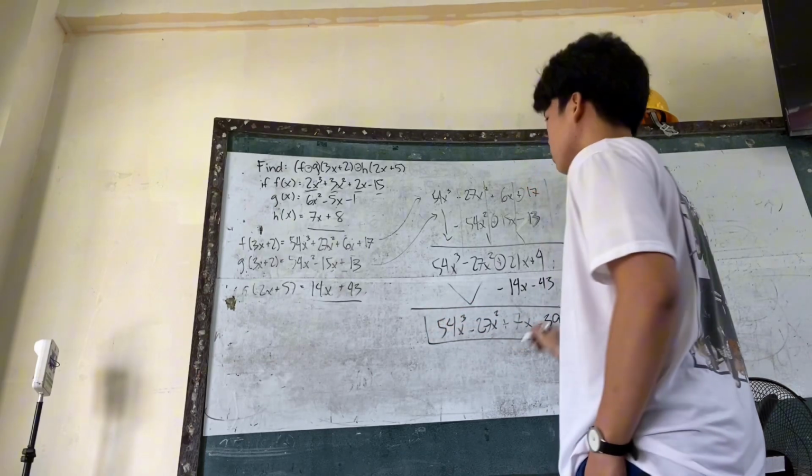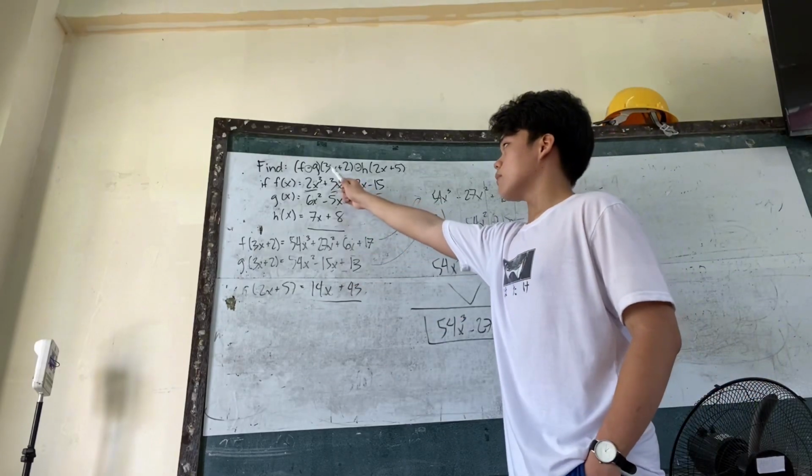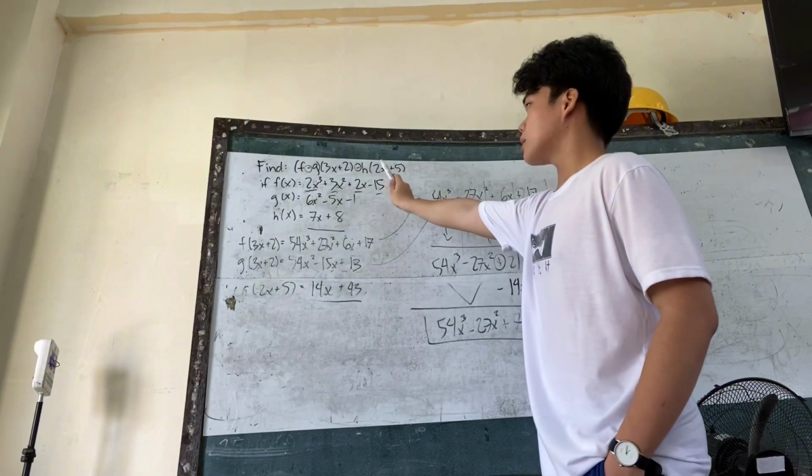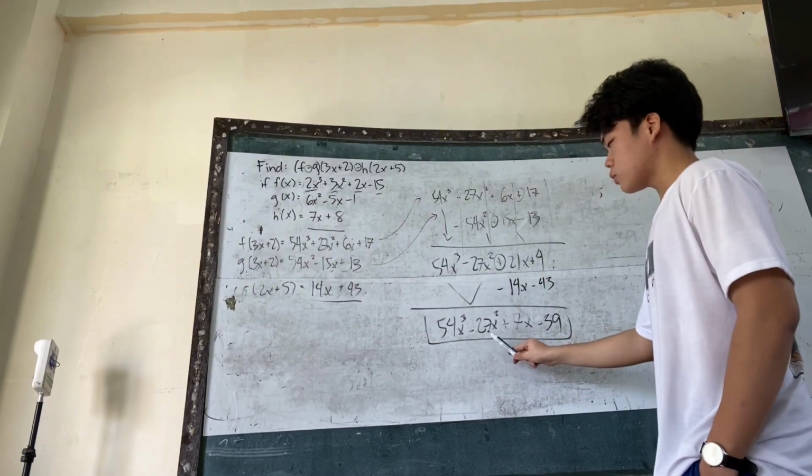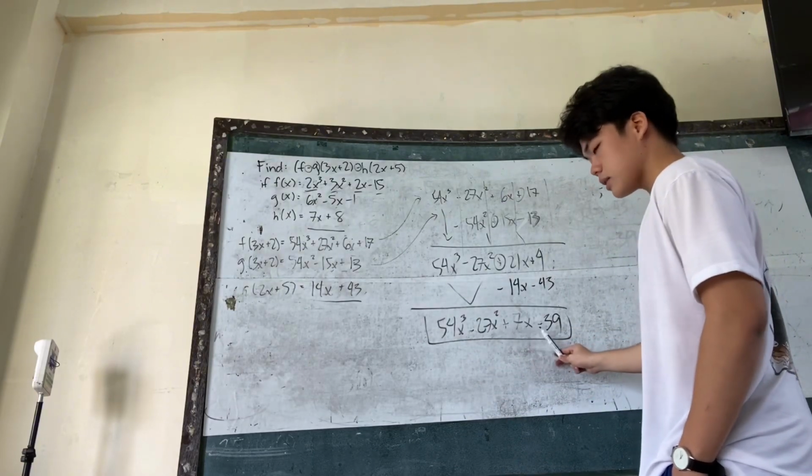Now our value for (f − g)(3x + 2) − h(2x + 5) is 54x³ − 27x² + 7x − 39.